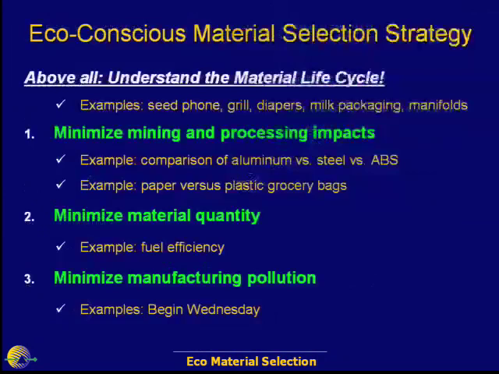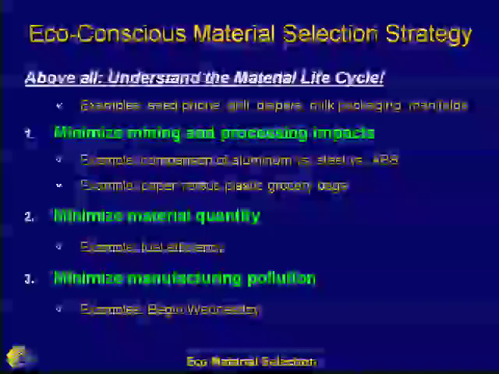Some of our examples, we went back to the seed phone already, the radiator grill now 4 or 5 times this term. We'll really begin in earnest with the diaper example, milk packaging and manifolds, and we're going to contrast the different lessons here. Mining and processing impacts, we'll talk about steel versus aluminum versus ABS plastic, and really quickly go through paper versus plastic on the grocery bag side, at least from the production standpoint. Fuel efficiency and material quantity, right? You're moving the product, that becomes quite important. Manufacturing, we'll give a whole lecture to on Friday.